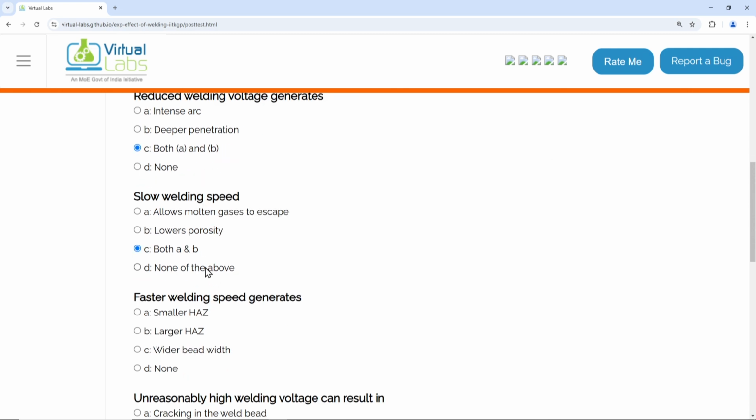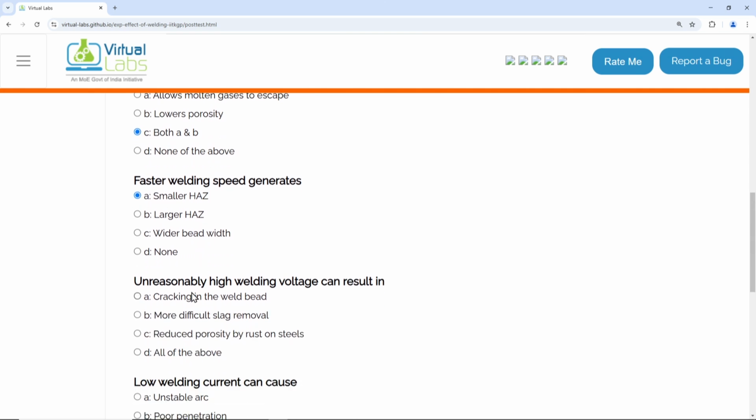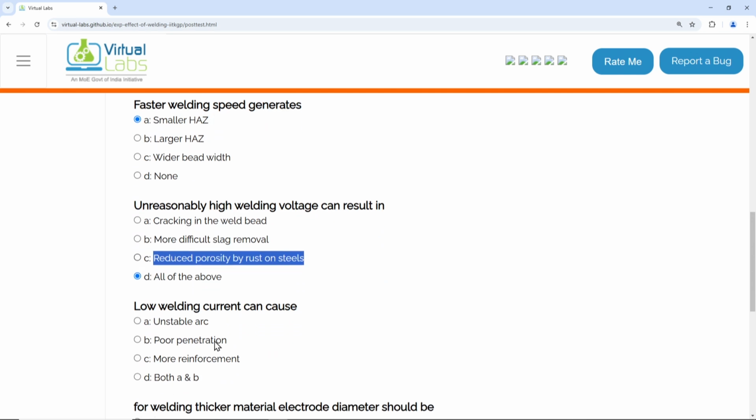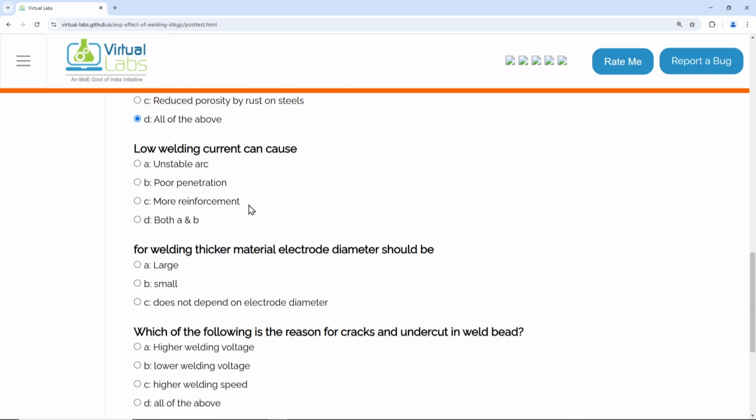Faster welding speed, exactly contrary to the slow welding speed, generates smaller heat affected zone. If the voltage is unreasonably high, then cracking could be there, more difficult slag removal could also be there, reduced porosity by rust on steels could also happen. All of these are the correct answer. Low welding current can cause unstable arc, it can cause poor penetration. These defects could be there.